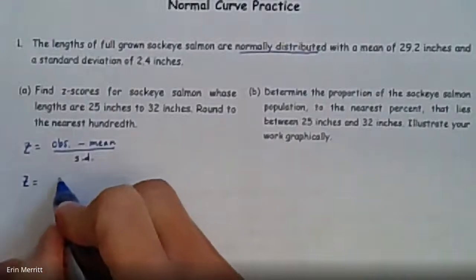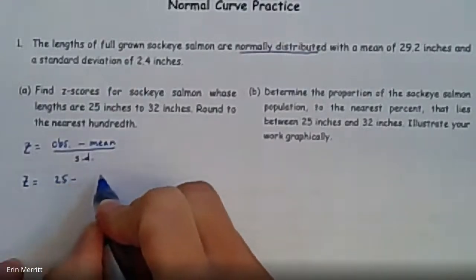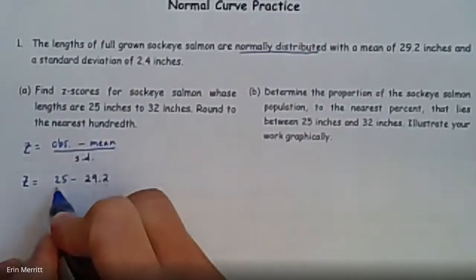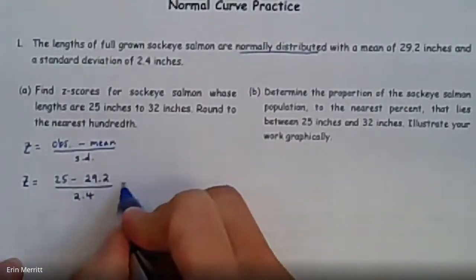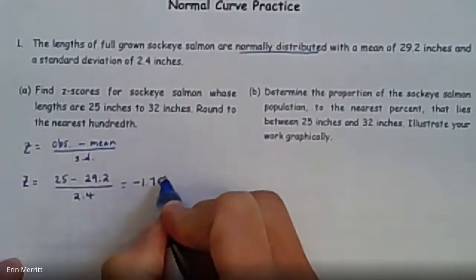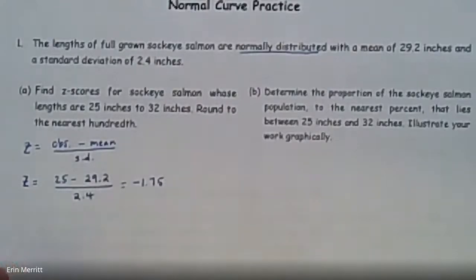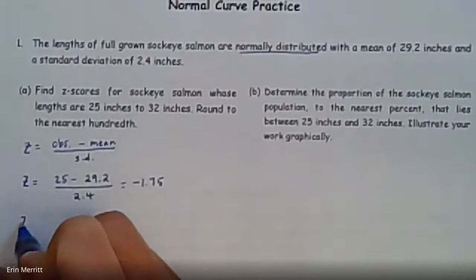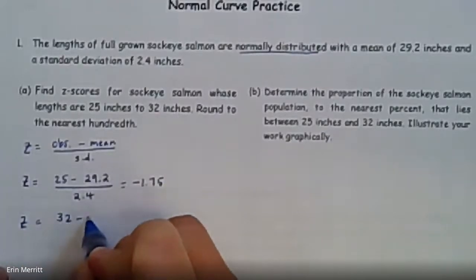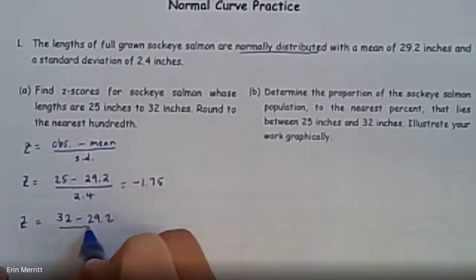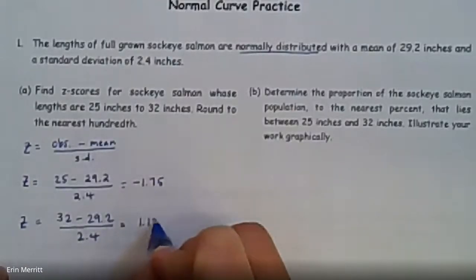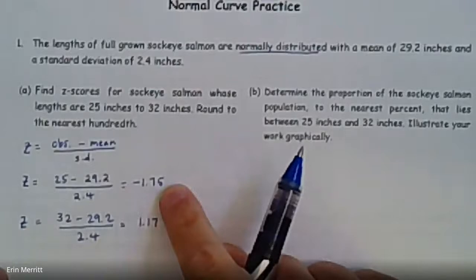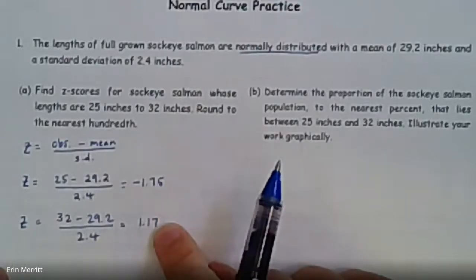So for the 25, we can go minus the mean, which is the 29.2, divided by the standard deviation of 2.4. That should come out to be negative 1.75. And of course, you can quick double check on your calculator. As for the 32 inches, do 32 minus 29.2 divided by 2.4. That's going to come out to be 1.17. Negative z-score means that you're below the mean. Positive z-score means you're above the mean. So those numbers should at least make some sense there.